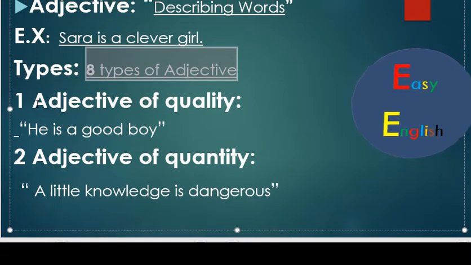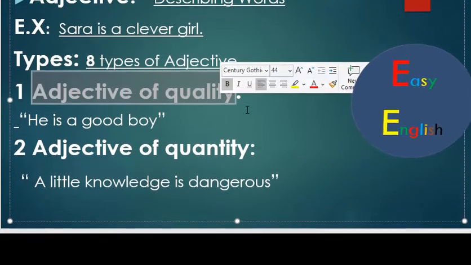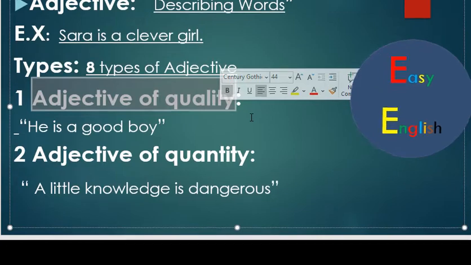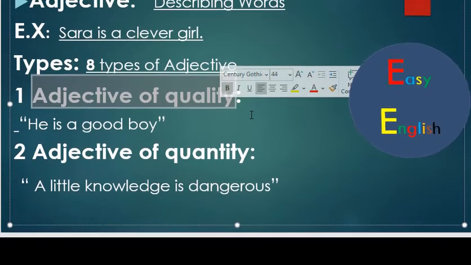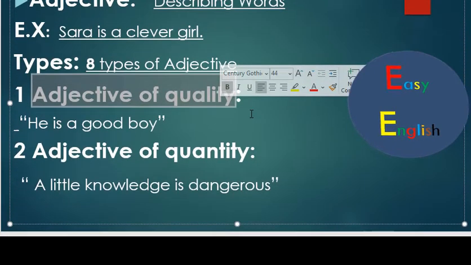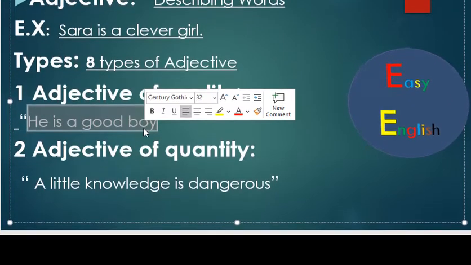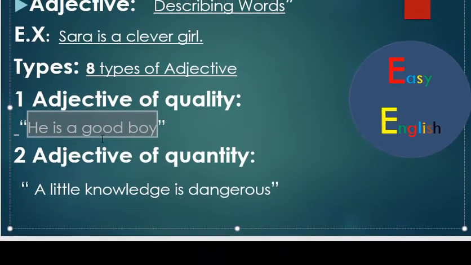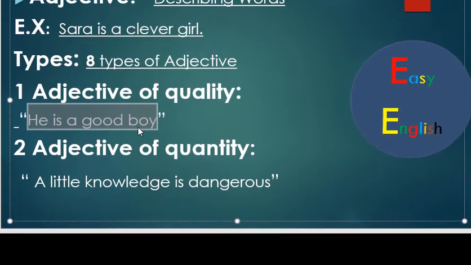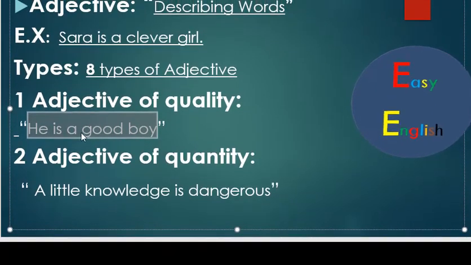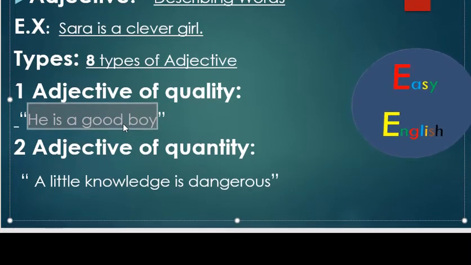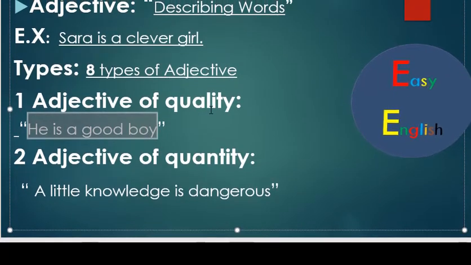The first one is adjective of quality. What is meant by adjective of quality? Describing the quality of a noun or a pronoun is called adjective of quality. For example, he is a good boy. Here, good shows the quality of a boy. Boy is a noun, so showing the quality of a noun is called adjective of quality.